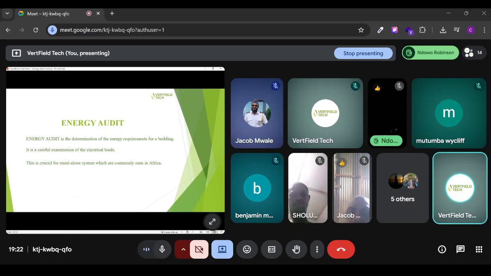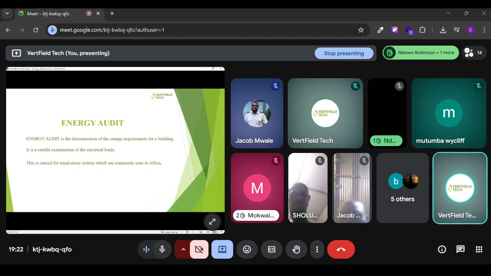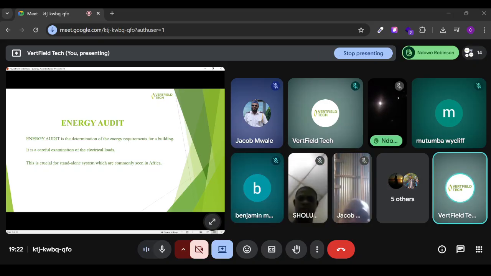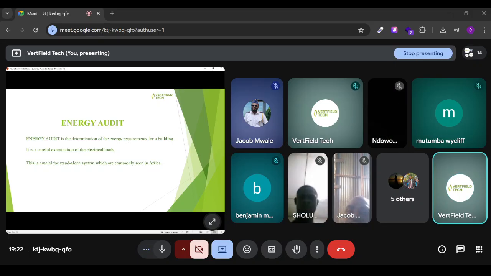All right, thank you. So energy audit, like we always have it, is divided into two. On one hand, it helps you to know the energy need of your facility, and on the other hand, it helps you to size your various solar components.